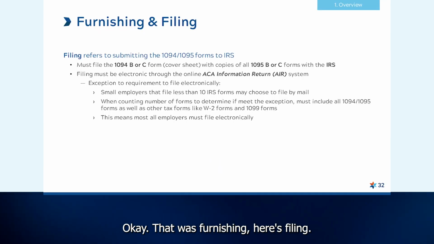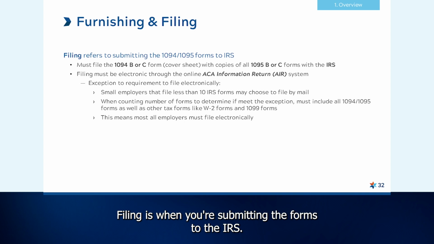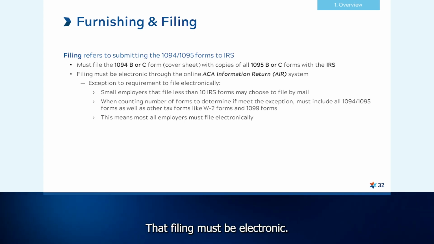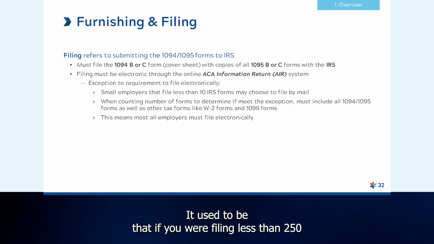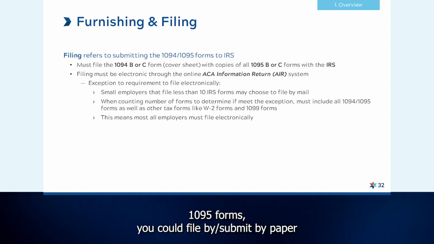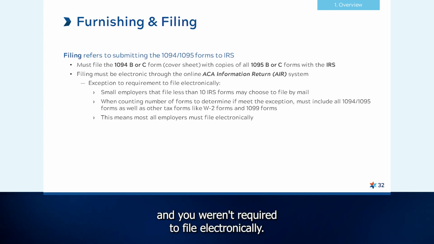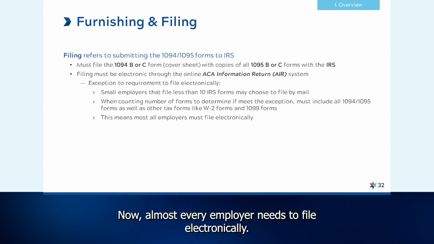Okay, that was furnishing. Here's filing. Filing is when you're submitting the forms to the IRS. That filing must be electronic. And that changed, was it last year or the year before? It used to be that if you were filing less than 250 1095 forms, you could submit by paper and you weren't required to file electronically. Now, almost every employer needs to file electronically.